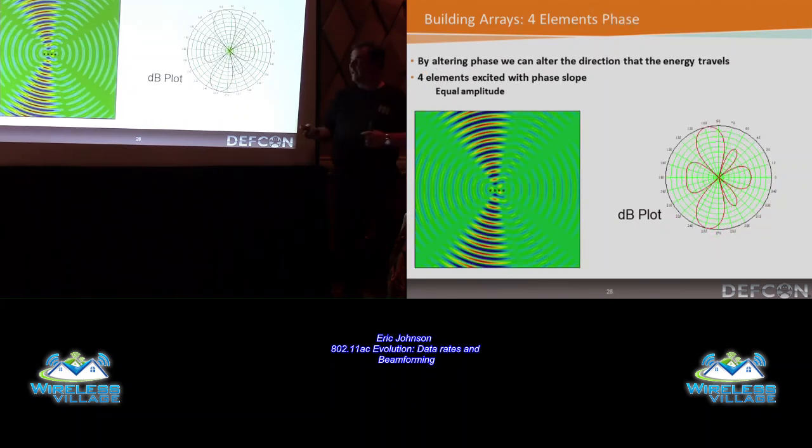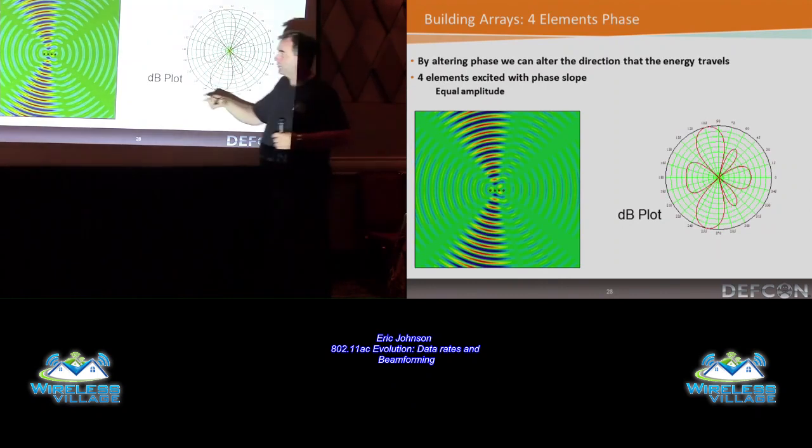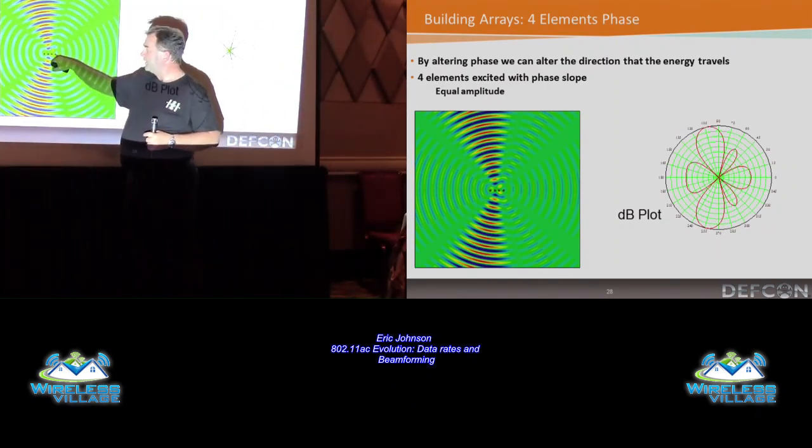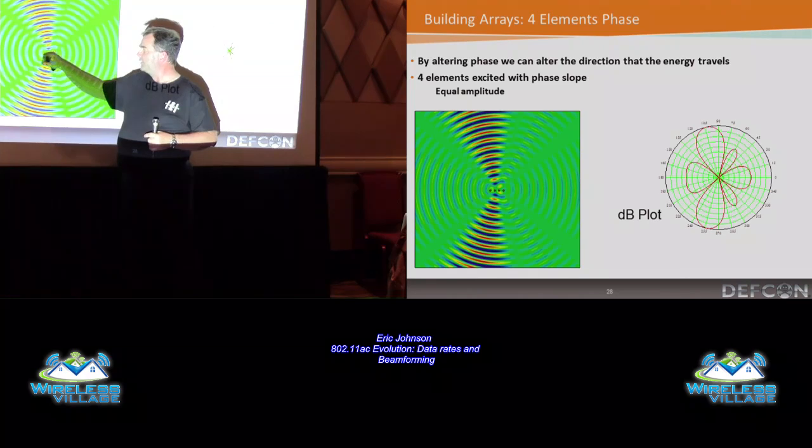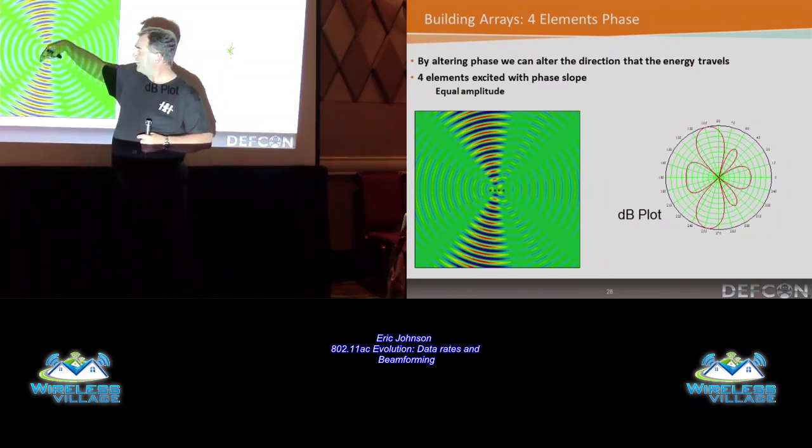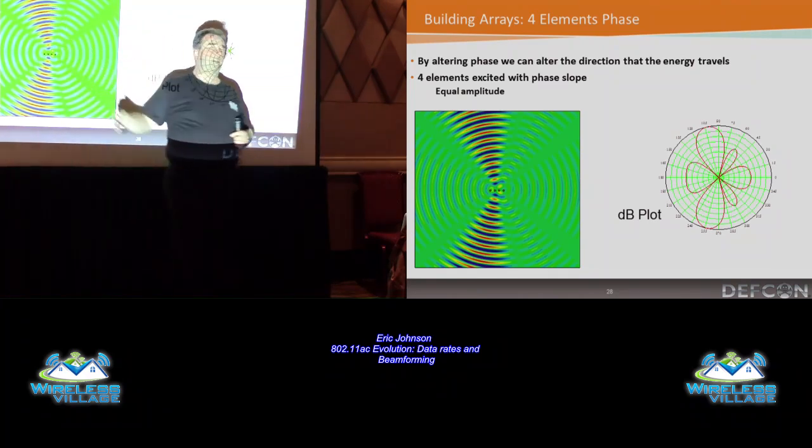And if you adjust phase, okay, this is another simple example. If I excite this one first, then this one, then this one, then this one, I create a phase slope, and that will push the beam off to the side.